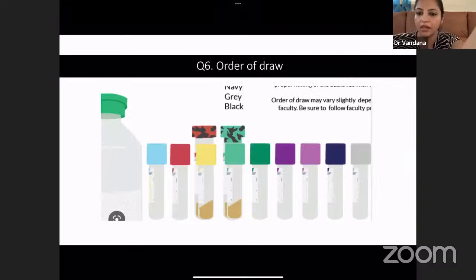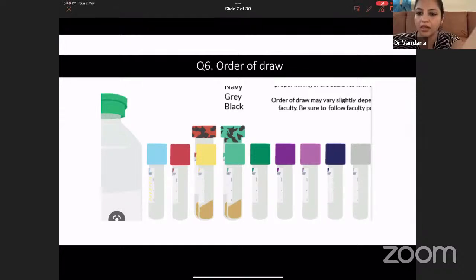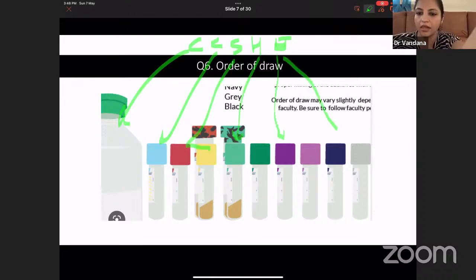Okay, so what is the order of draw? Guys, I posted a video day before yesterday, and I'm sure all of you would have seen that. I told you the code also that you have to remember for this. Remember the code, that is very, very important. I've told you CCSHEF. First is always culture, then citrate, which is blue, then serum, which can be red or yellow, then heparin, which is green, and then EDTA. And the last one is F, that is fluoride. I told you if something comes last, that's fail. Fail is the last option, that is fluoride. So that is what you all have to remember. Right, perfect.